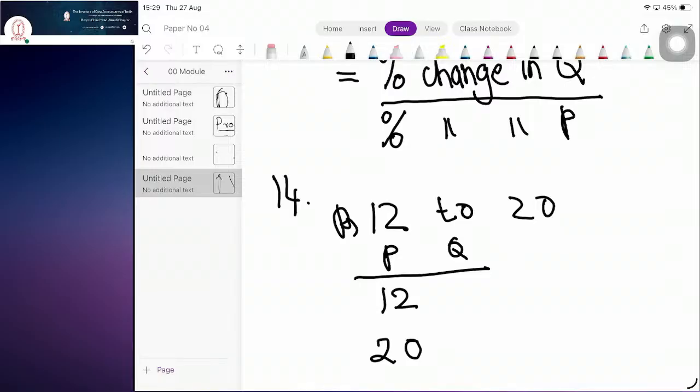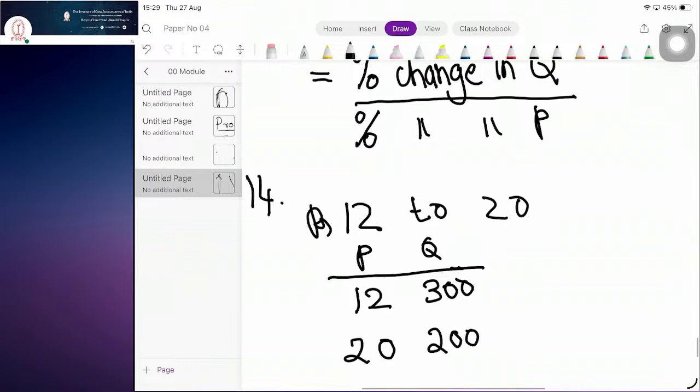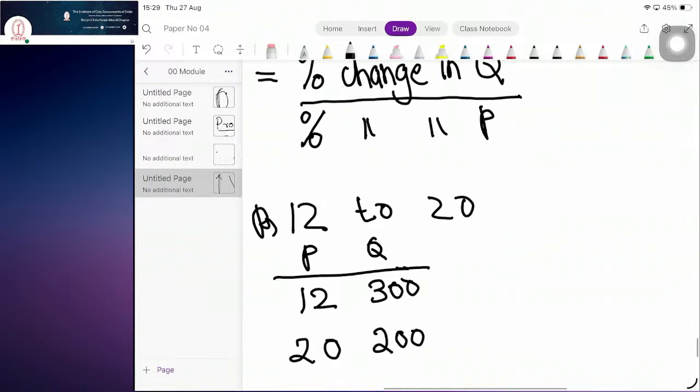What was the quantity sold earlier? 300, correct. And what has happened now? 200. Okay. So now we want to just apply this formula and see what is the price elasticity of demand.